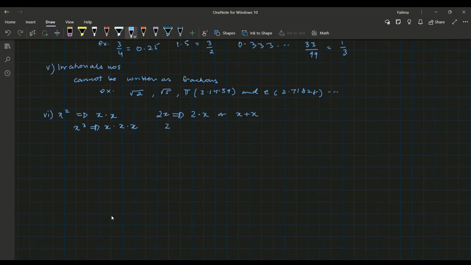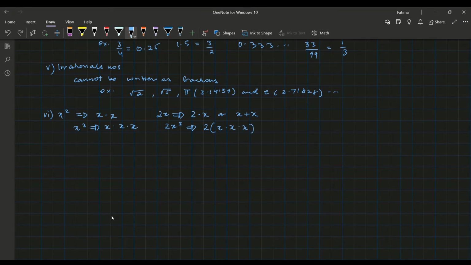But if we had, for example, 2x cubed, what would that mean? You can pause the video to try and figure it out. So I hope you tried attempting it, and I will explain what it means. It's basically 2 into x into x into x.